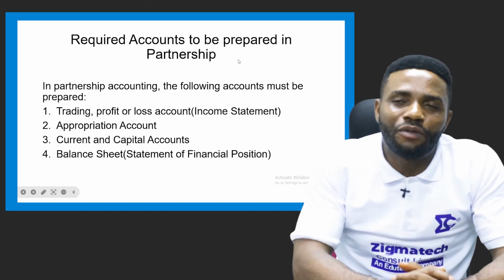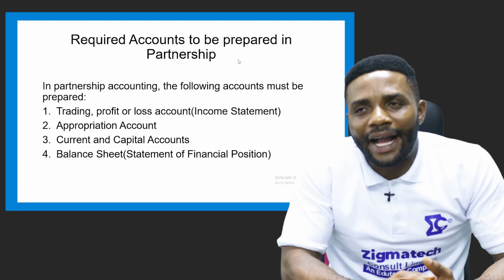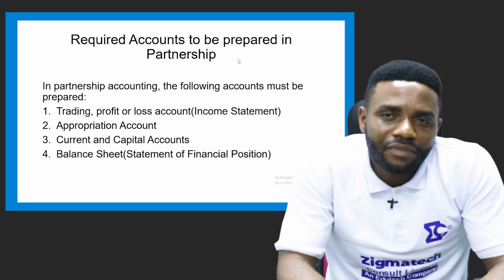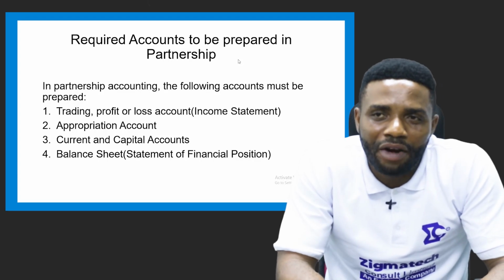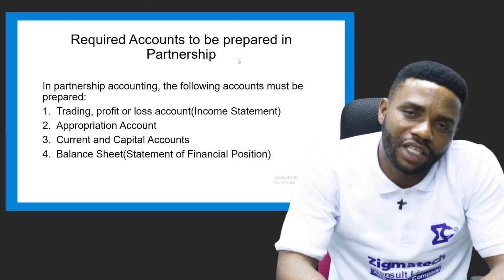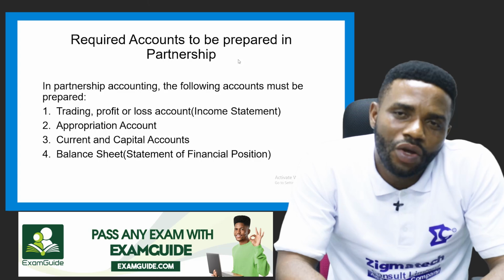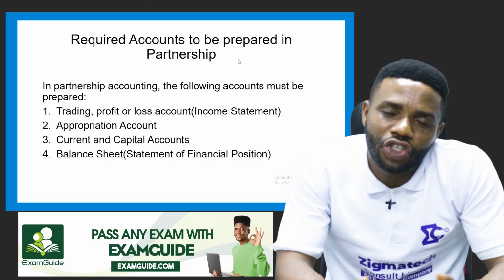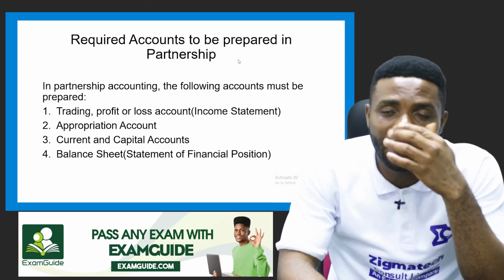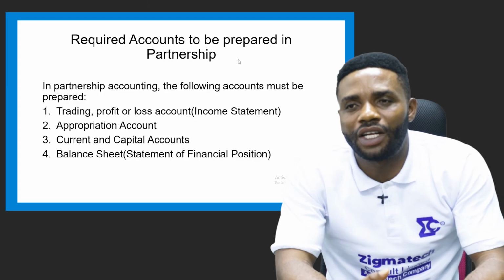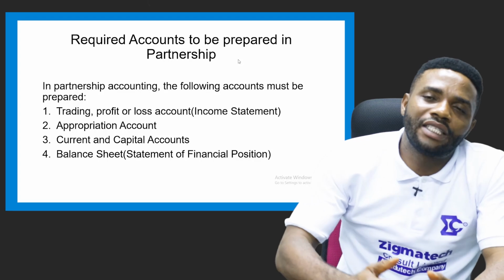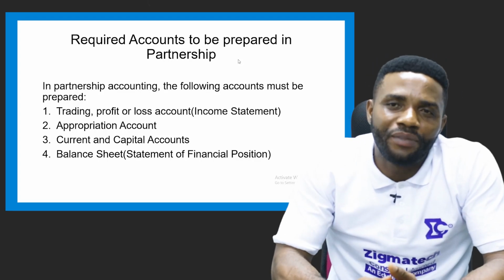Let's look at the last objective, the required accounts to be prepared in partnership. I mentioned that we are going to look at the accounts that are expected to be prepared. Number one, the trading profit or loss account, which is also called the income statement; the appropriation account, where the partnership business shares their profit; the current and capital accounts; and the last but not the least is the balance sheet, which is called the statement of financial position. In the course of our lessons, we are going to look at these one after the other.